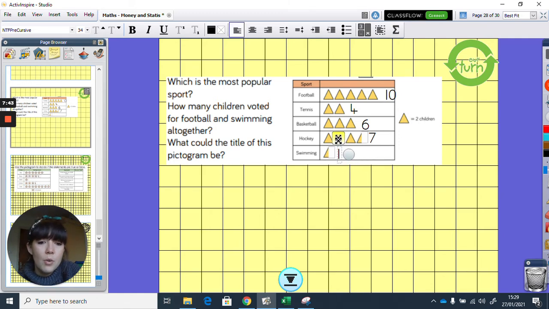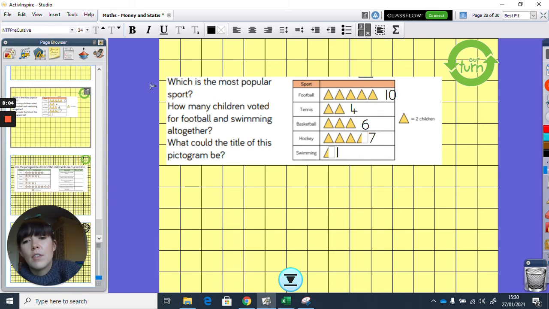So, once you've got all those questions in, you can answer the questions really easily. Which is the most popular sport? At a quick glance, we can see football is the most popular sport. How many children voted for football and swimming all together? So that means you just need to add up football and swimming. 10 add 1 is 11.